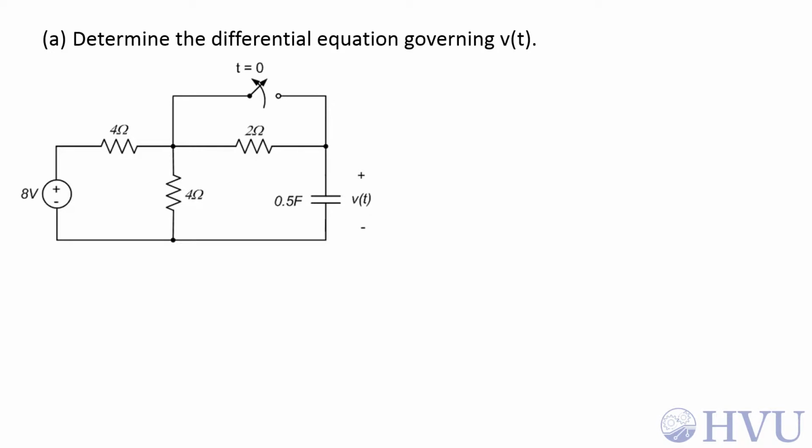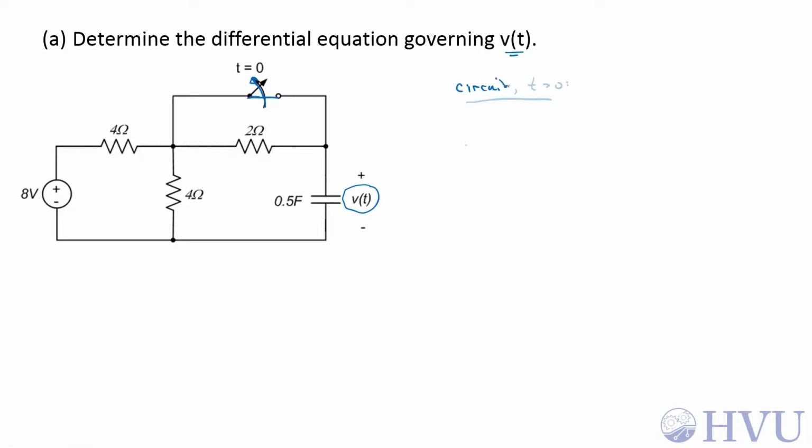In this circuit, we want to determine the differential equation governing V of t, the voltage across the 0.5 farad capacitor. For t less than 0, this circuit is closed. The switch opens at t equals 0. So to find the differential equation for V of t for t greater than 0, we look at the circuit with the switch in the open position.